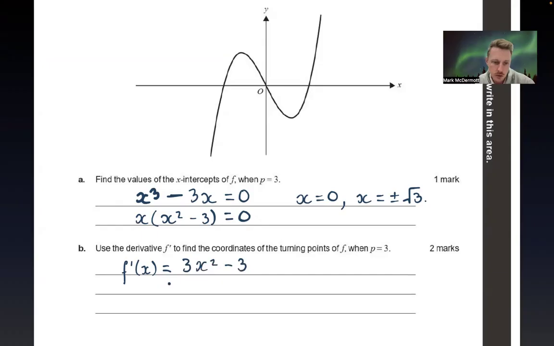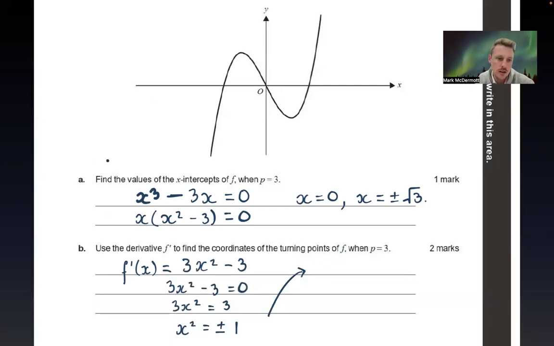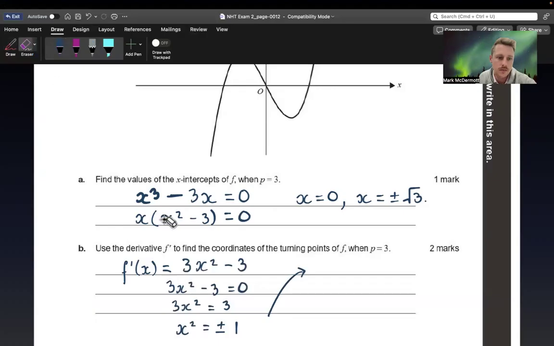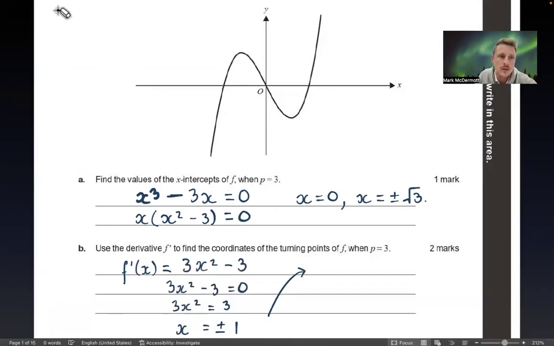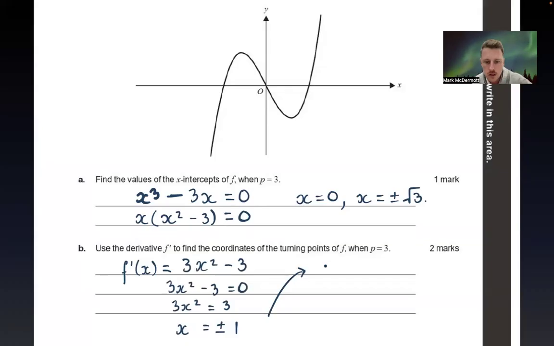Find the coordinates of the turning point. So this has to equal 0, so 3x squared minus 3 equals 0. Let's add 3 to both sides. We get 3x squared equals 3, so x squared equals 1. But it does say find coordinates this time, so x equals plus or minus 1, and we sub that in.